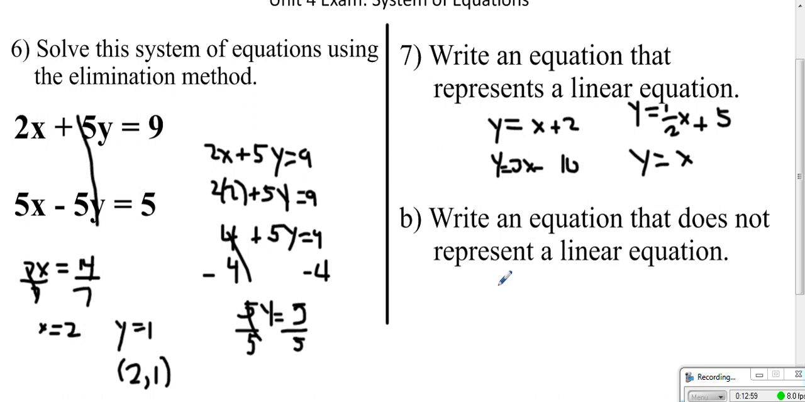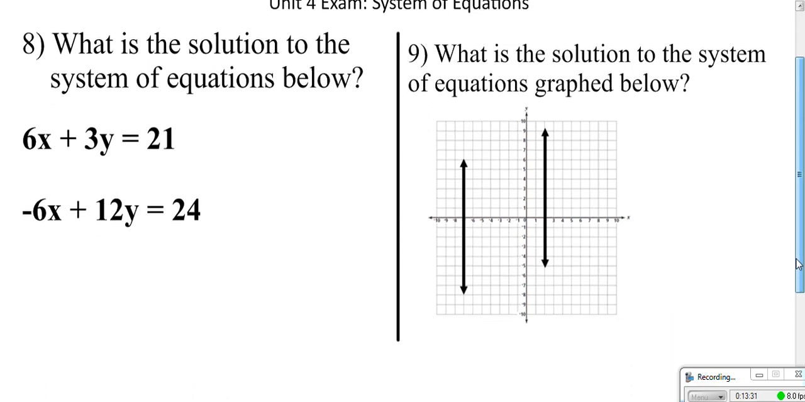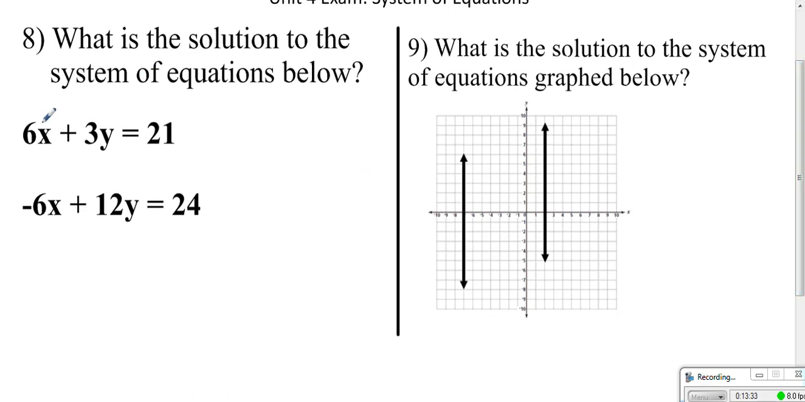Write an equation that does not represent a linear equation. y equals anything with an exponent on the variable. x squared plus 3. That's going to be a U shape. Parabola, it's called. y equals x squared. Just x squared. All right. Anything with an exponent that is next to the variable, it's going to be a U shape. It's not going to be a linear function. And that's it.